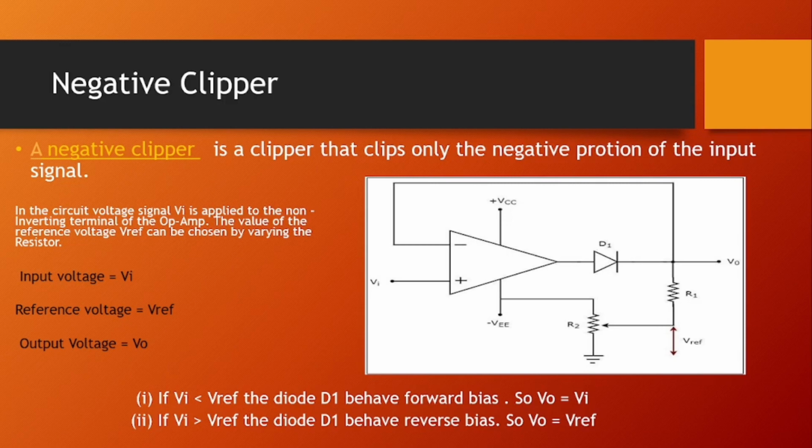First, if Vi is less than Vref, the diode D1 behaves forward bias, so Vo is equal to Vi. Lastly, if Vi is greater than Vref, the diode D1 behaves reverse bias, so Vo is equal to Vref. That's all.